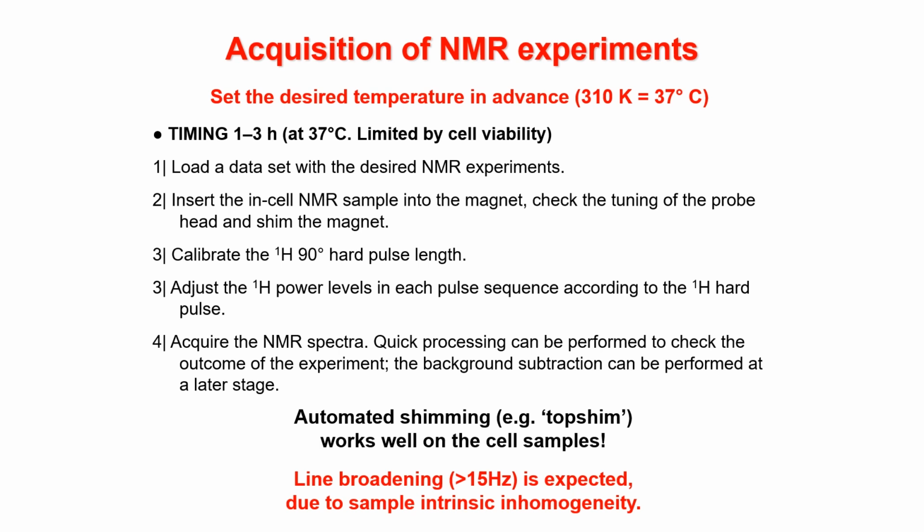Then you record the NMR spectra, and again, depending on how many scans you want to do, the total time of acquisition will change. In all these spectra, you will expect to have very broad lines, broader than 15 Hz, which is usually a lot for a high-resolution NMR experiment. However, that is expected and that is normal, and that's due to the intrinsic inhomogeneity of the cell sample. So it has nothing to do with the poor shimming of the magnetic field. It's because of the cell sample itself.